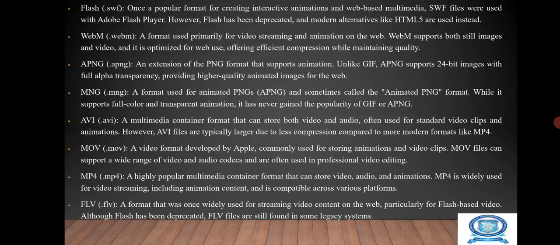Then about Flash, it is one of the popular formats which is used for creating animations and web-based multimedia. And WebM is a format primarily for video streaming and animation on the web. And APNG is an extension of the PNG format which supports animation, and it supports 24-bit images with alpha transparency. And MNG is a format which is sometimes called animated PNG format, while it supports full color and transparent animation, and it never gained the popularity of GIF or APNG.